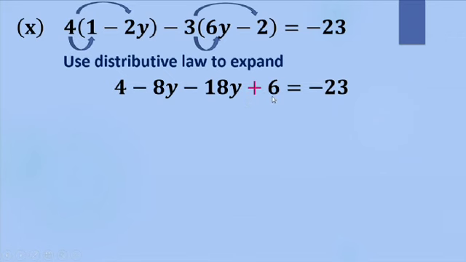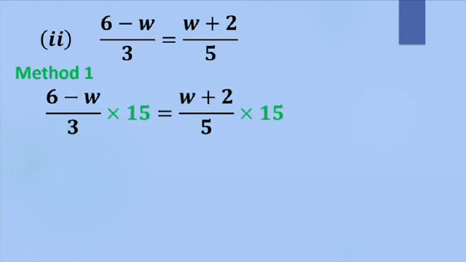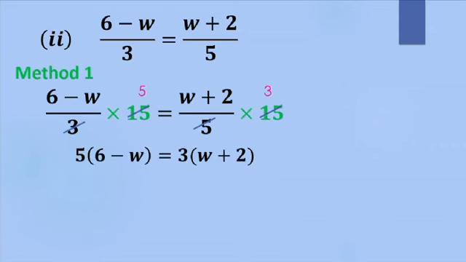Second part, 6 minus w over 3 equal to w plus 2 over 5. So here, method 1, I can multiply by the LCM of 3 and 5, which is 15. So I multiply each side by 15. So I will have 3 cancels into 15, 5. Same here. I get 3. So rewriting it, I have 5 into 6 minus w equal to 3 into w plus 2. Now, I'm just going to show you the second method.